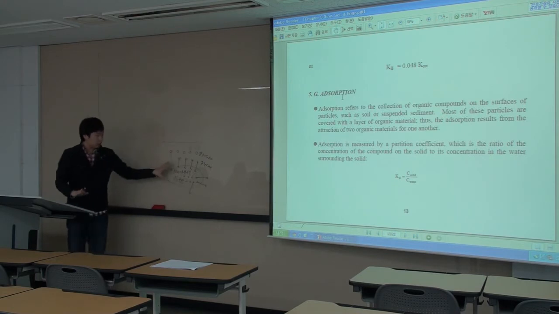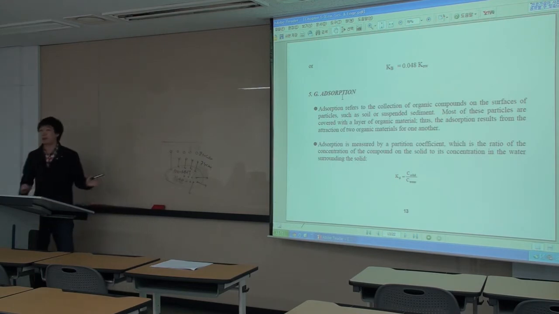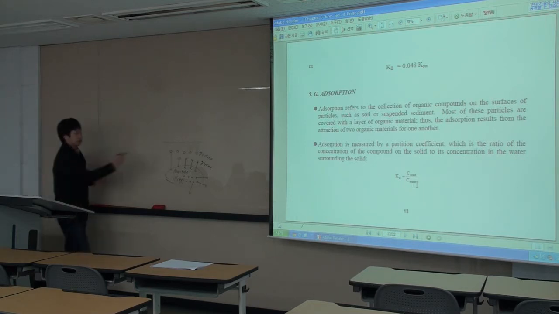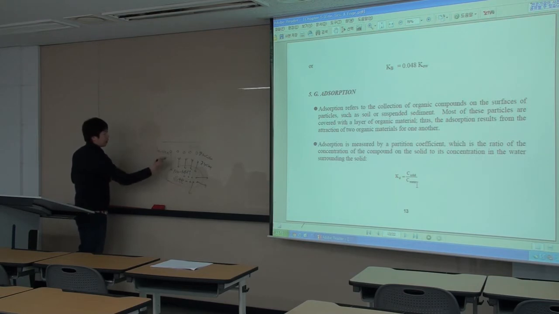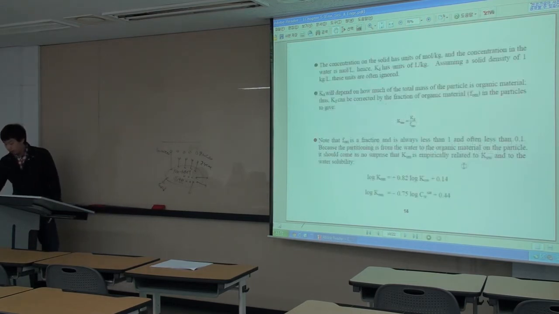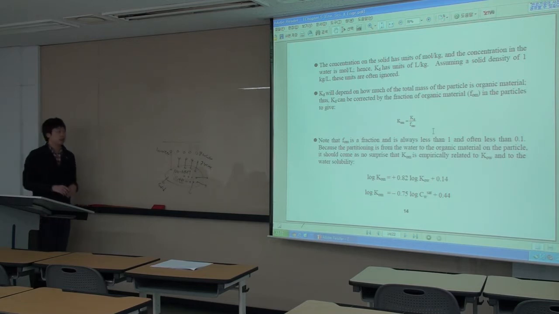And this process is affected by the coefficient of the absorption. So, just to keep in memory, this Kd is defined like this: the concentration in the solid over the concentration in the sea water. This is the water, and this is the solid. Also, the fraction of organic matter should be considered, like this.